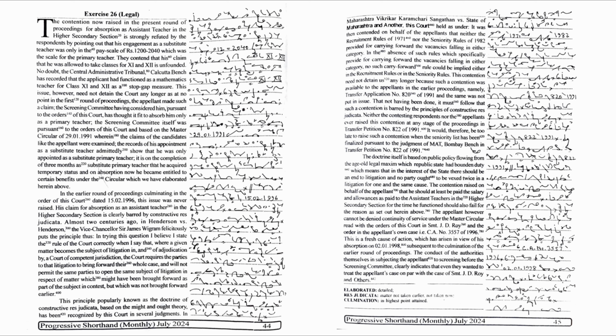The screening committee itself was pursuant to the orders of this court and based on the master circular of 29 January 1991, wherein the claims of the candidates, like the appellant, were examined. The records of his appointment as a substitute teacher admittedly show that he was only appointed as a substitute primary teacher. It is on the completion of 3 months as substitute primary teacher that he acquired temporary status, and on absorption now he became entitled to certain benefits under the circular which we have elaborated herein above.